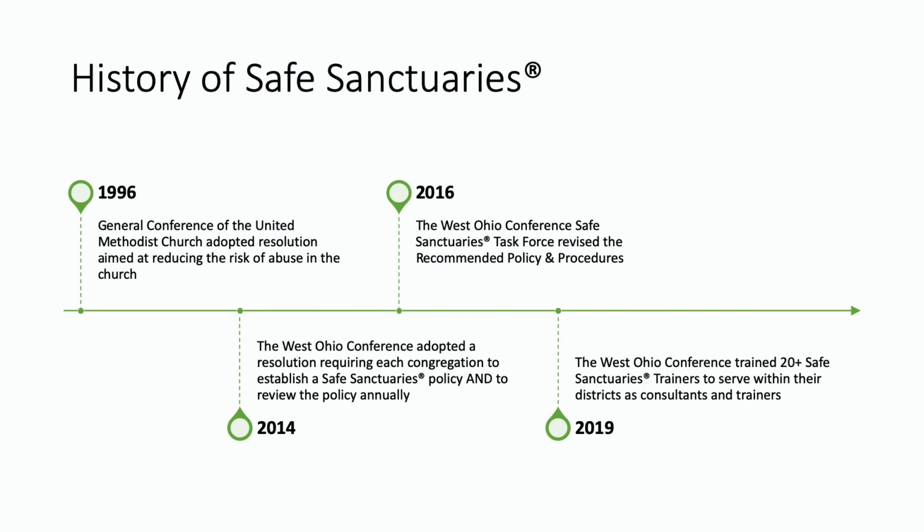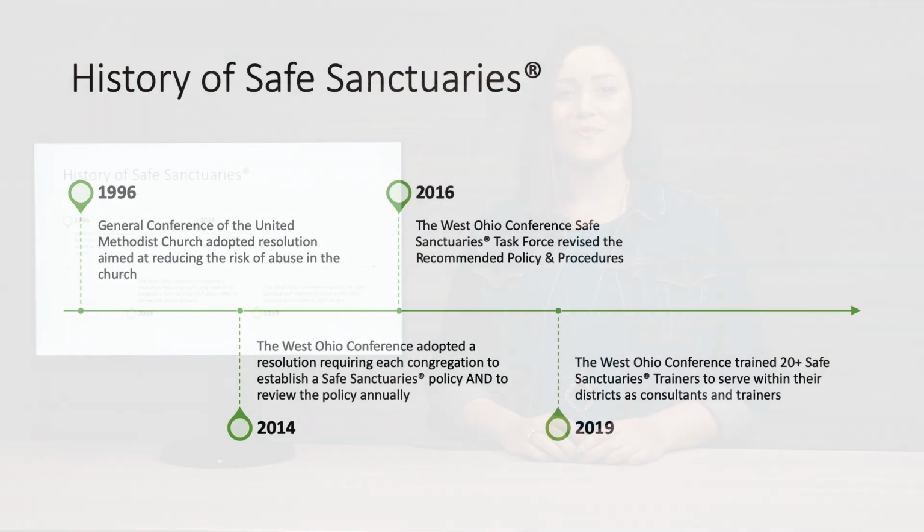And in 2019, the West Ohio Conference trained 20-plus faith leaders to serve in their districts as Safe Sanctuaries consultants and trainers. Safe Sanctuaries is an art of balancing risk reduction and ministry engagement in our churches. And as a denomination, we're still new at this. The West Ohio Conference has worked hard to make the adoption of a Safe Sanctuaries policy as simple and comprehensive as possible for your church.